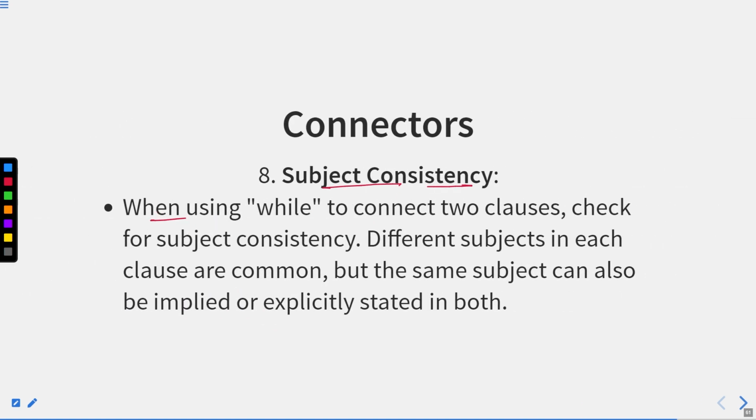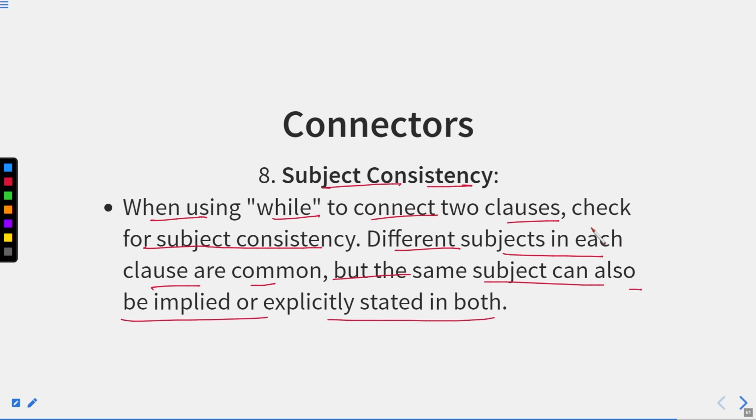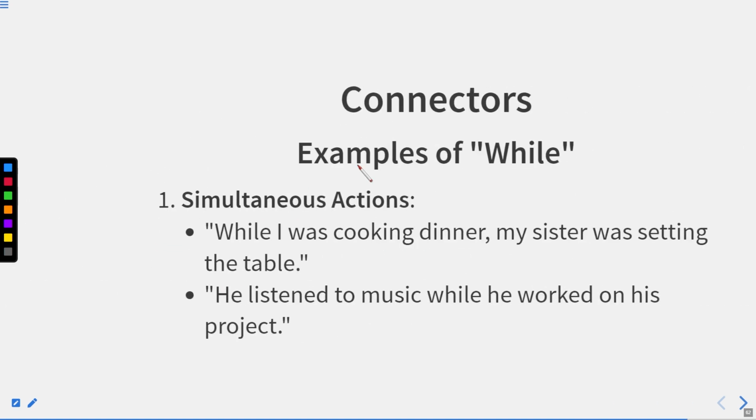Subject consistency. When using while to connect two clauses, check for subject consistency. Different subjects in each clause are common, but the same subject can also be implied or explicitly stated in both. It means the two clauses can have separate subjects, but if both have the same subject, we should be clear in the meaning of the sentence.